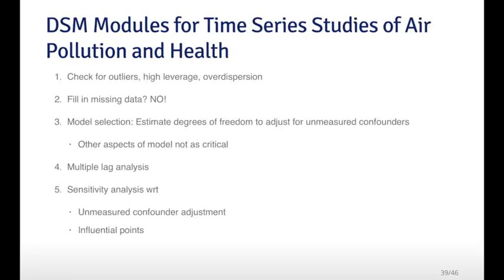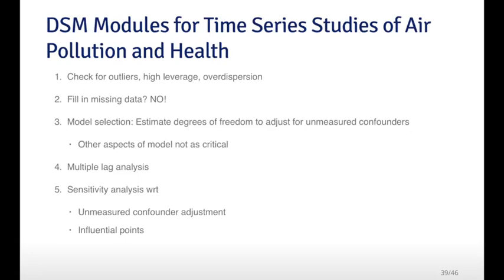So the basic pipeline would look like this. It's a very simple pipeline. It's not a very complicated analysis for the most part. You want to check the data, see if there are any outliers, high leverage types of points. Pollution data is often skewed, so you want to check for that. Look for over dispersion. Do you want to fill in the missing data? The answer is absolutely no. There's been a lot of work done on that. It doesn't turn out well. The big question here is model selection. So one of the things that we have to worry about is unmeasured confounding in these types of time series studies.